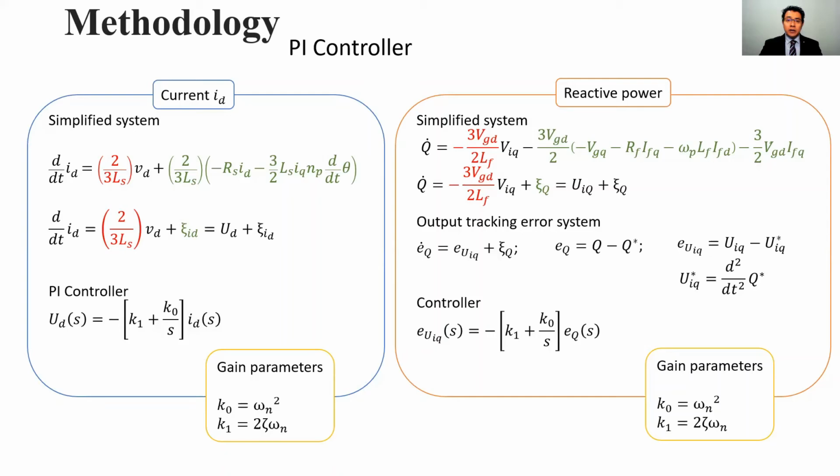We regulate the electric current ID to 0 and also track the desired reactive power employing two independent PI controllers designed on the basis of their respective simplified systems. Notice that only the control inputs and the flat outputs are measurable. It is worth mentioning that the gain parameters are not necessarily the same. They are selected independently of each other.